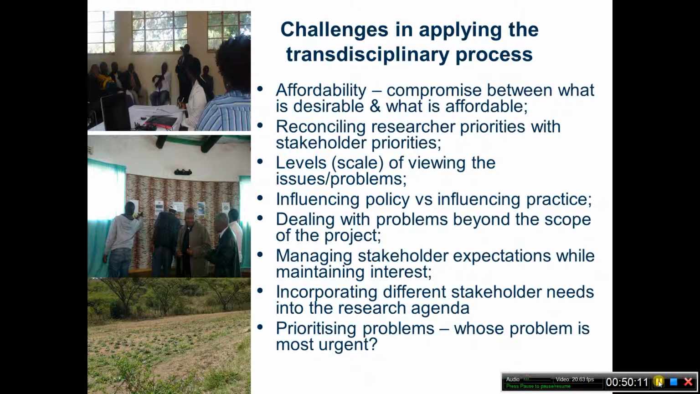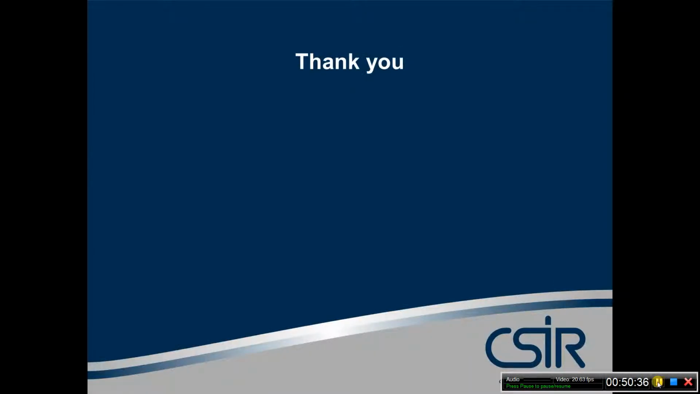And linked to that is prioritizing problems. Whose problem is most urgent and whose problem is a priority? So in applying transdisciplinary approaches, all these issues have to be addressed, and researchers have to find creative ways of working around these problems, finding solutions to these challenges that are acceptable to farmers and that ensure that the project goes forward.